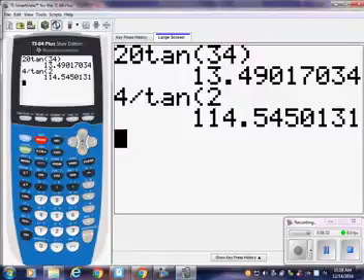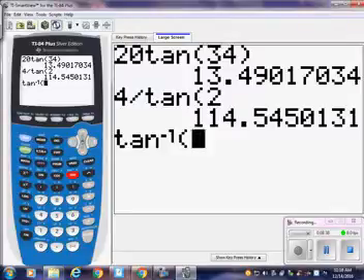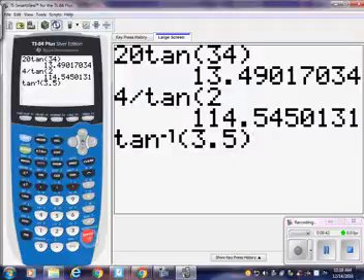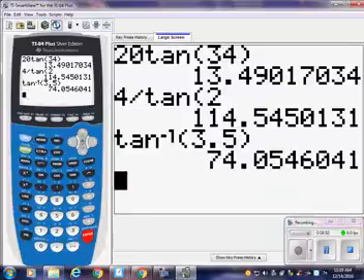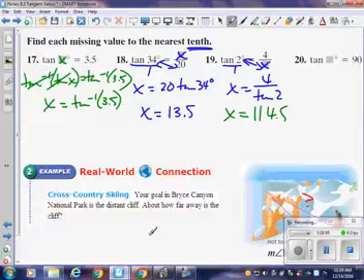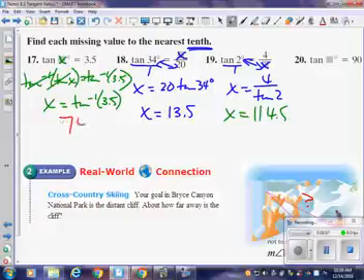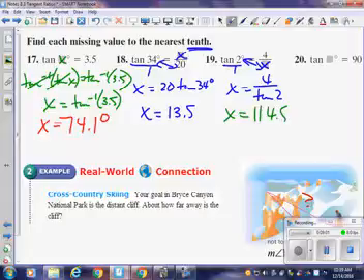So we're going to hit second tangent so that it brings up tangent with that little -1 on it. Then we type in there what was on the other side of the problem, which was 3.5. And when we hit enter, we get an angle. Now, on this question, that would be 74.1. So it's 74.1 degrees. Now let's try this last one.